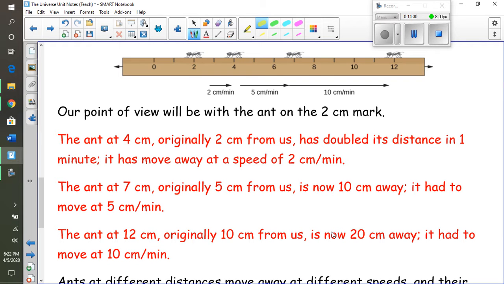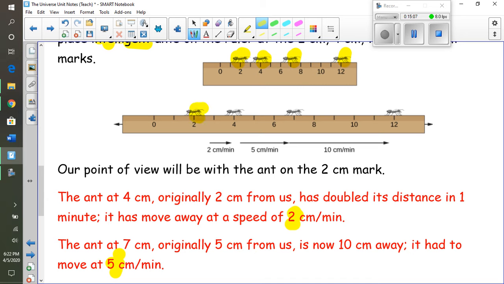The ant that was at the 7 was originally 5 centimeters from us. It is now 10 centimeters away, so it has to have moved at 5 centimeters per minute. And the ant that was at 12, originally 10 centimeters from us, is now 20 centimeters away. So it had to be moving at 10 centimeters per minute. So if we take a look at this, what we see is that the ant that is farther away is moving faster than the ant that was originally closer. And again, that's if we are the ant at 2 centimeters.